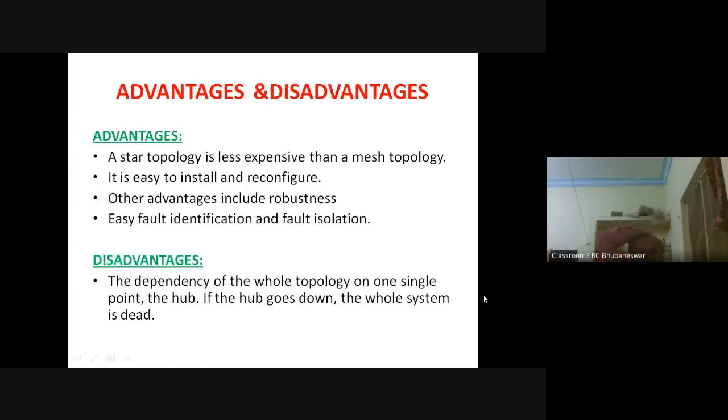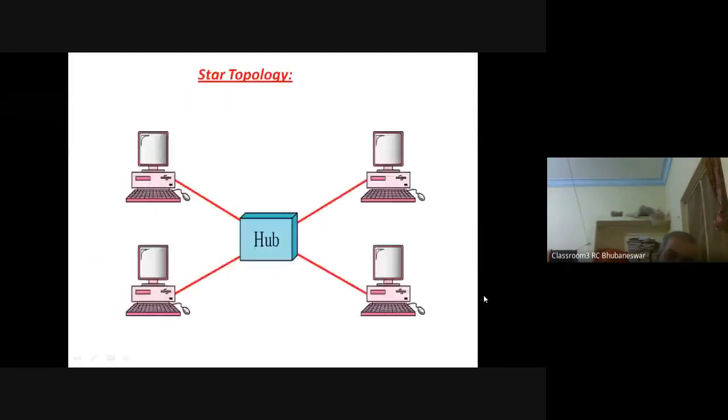Star topology is less expensive compared to mesh topology. It requires less number of cables, easy to install and reconfigure. Another advantage includes robustness, easy fault identification and fault isolation also. Disadvantage क्या है? All depends upon this central controller hub, if this hub fails, the entire network fails. In mesh topology, if any node fails, it's okay. Others may work, but in this case, if hub fails, the entire network fails.